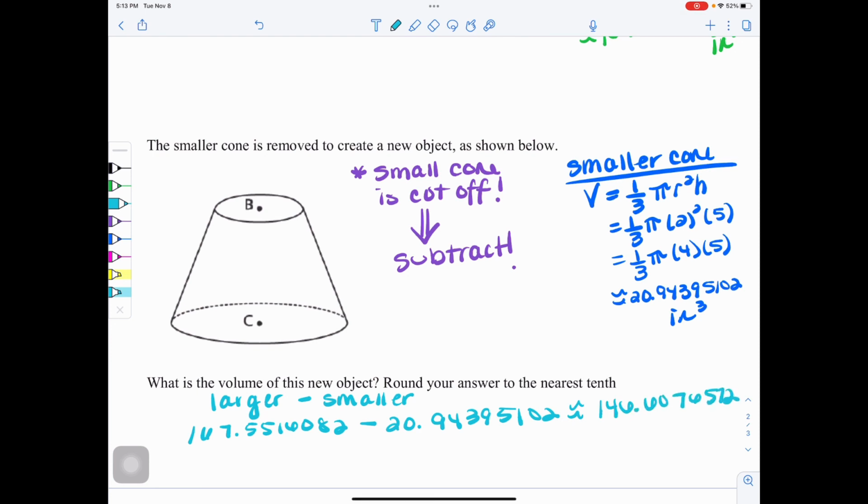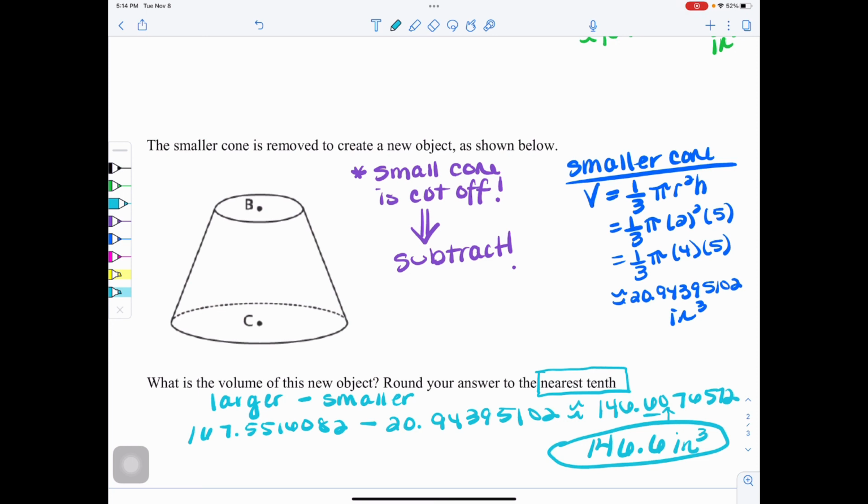146.6076572. Now, they wanted it to the nearest tenth. This is the tenths place, so we're going to look next to it. A 0 is not enough to bump us up. So we are going to stay at 146.6. And the volume, again, is what we're finding. So it's going to be inches cubed.